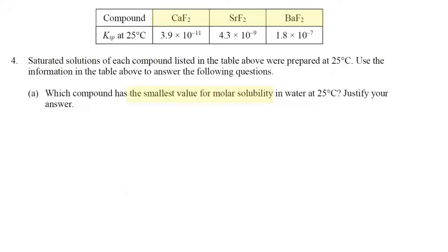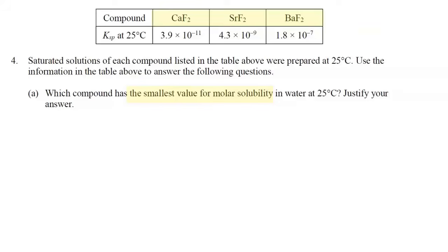All right, this is question 4. And question 4 says the following. Saturated solutions of each compound listed in the table above were prepared at 25 degrees Celsius. Use the information in the table above to answer the following questions. Part A, which compound, so it's calcium fluoride, CaF2, strontium fluoride, SrF2, or barium fluoride, BaF2, which compound has the smallest value for molar solubility in water at 25 degrees Celsius?